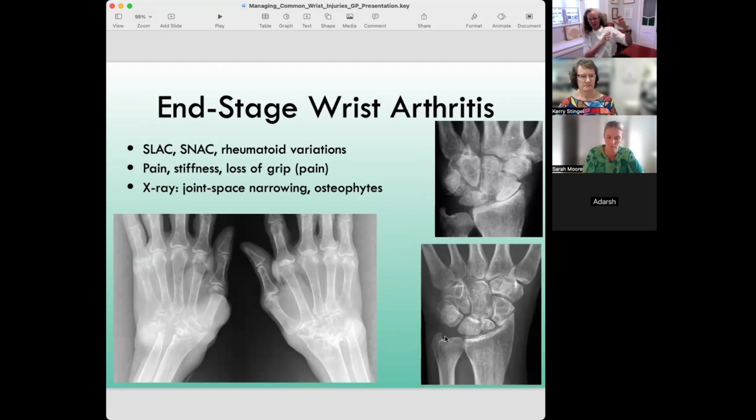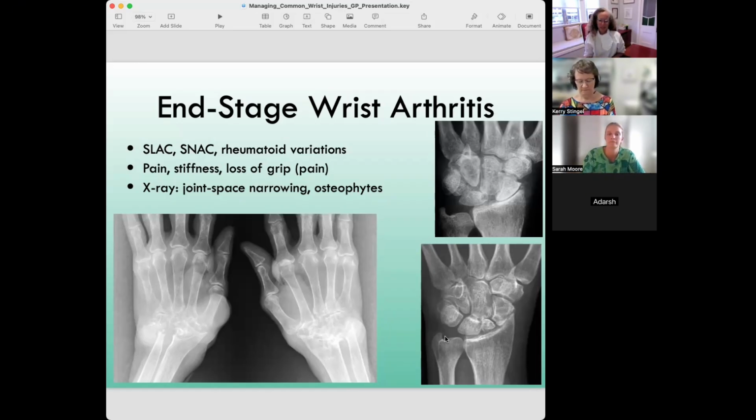So I often have to go back to the x-ray. The top right hand x-ray shows you a SLAC wrist. That's where the scaphoid and the lunate have come apart and the capitate is now driving down between the scaphoid and the lunate to hit the radius. I don't know if you can appreciate, but the scaphoid is now grinding like a pestle in a mortar into that radius, and that radius is basically buttressing itself up against that ever toughening scaphoid.